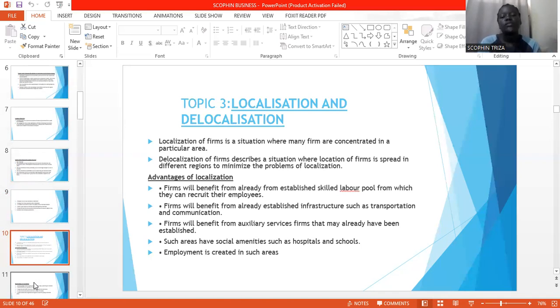will benefit from the already established skilled labor pool. Another one is farms will benefit from already established infrastructure such as transportation and communication. Farms will also benefit from auxiliary services that may have already been established. And then such areas have social amenities such as hospitals and schools, and employment is created in such areas.